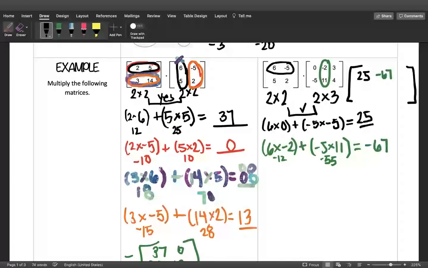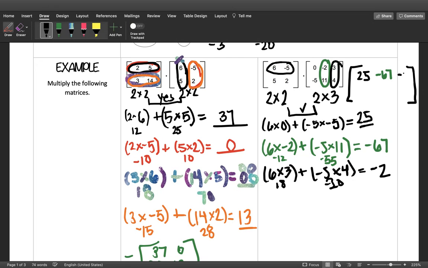Okay, now we're moving on to the third column. 6 times 3 plus negative 5 times 4. So I get 18 plus negative 5 times 4 gives me a negative 20. If I add those two together, negative 20 plus 18, it's going to give me a negative 2. So that is my first row, third column. Now we're done with that one, so we're going to move on to the second row.